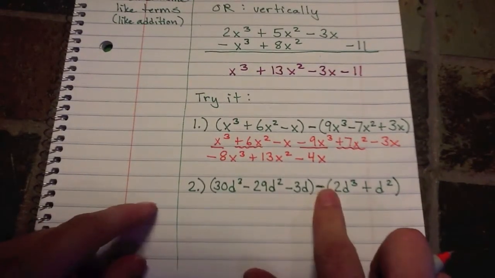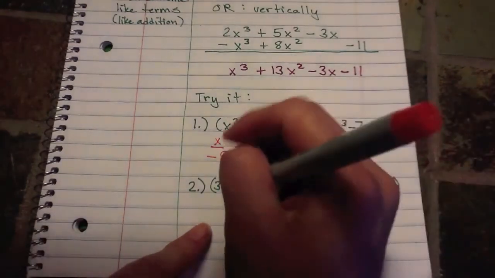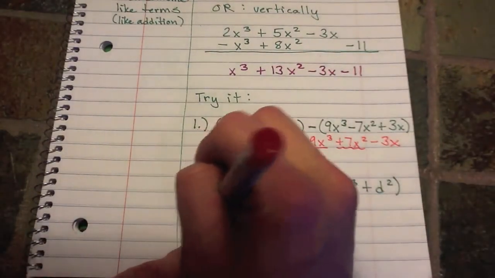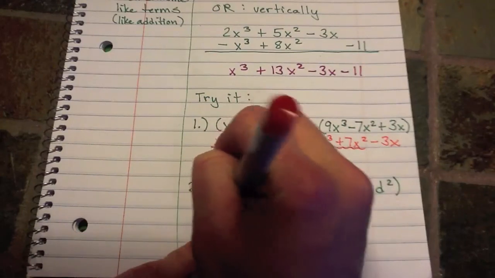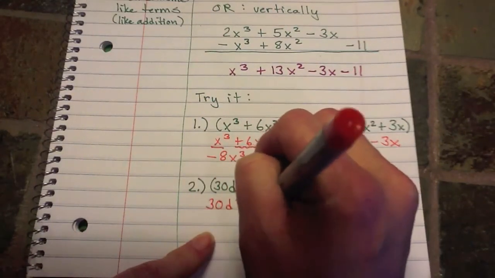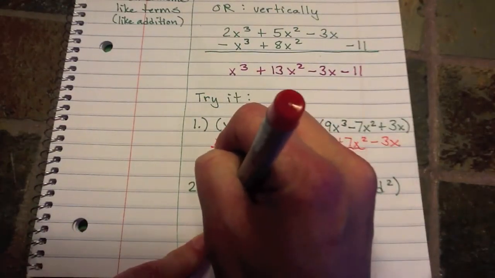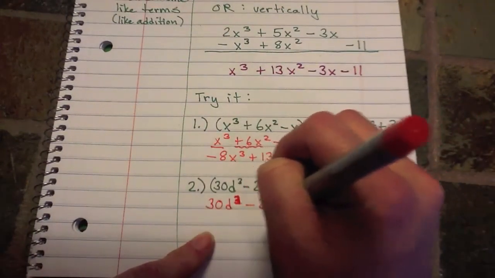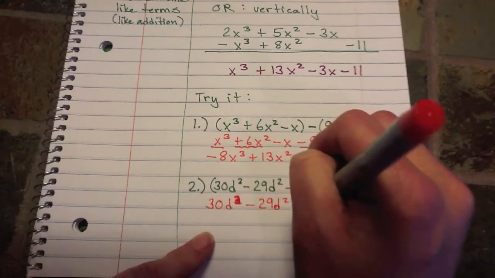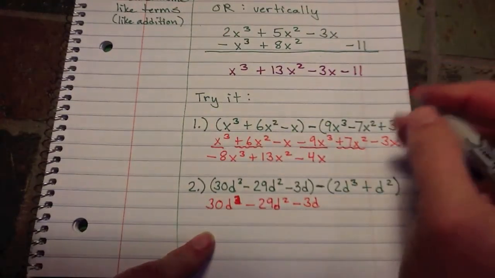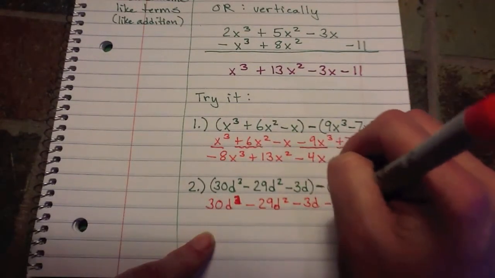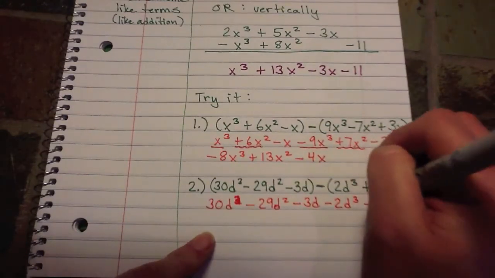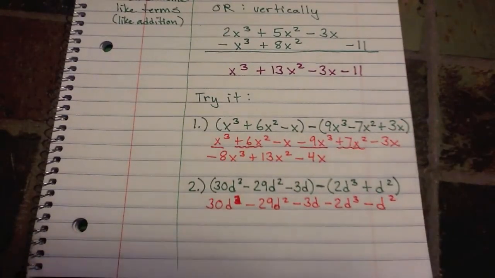Again, I have a negative to distribute, so I'm going to rewrite it. When I distribute that negative, I end up with 30d squared subtracting 30d cubed, subtracting 29d squared, subtracting 3d, and now I distribute my negative, subtracting 2d cubed, subtracting d squared.